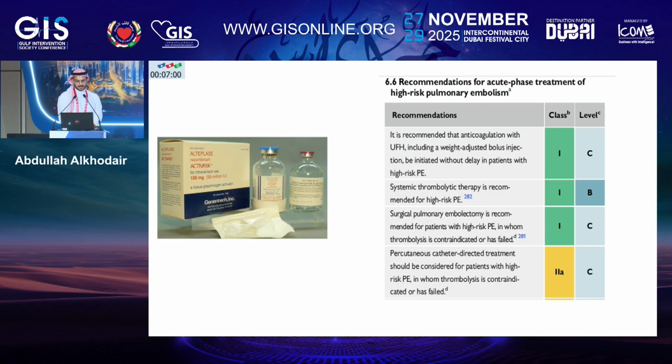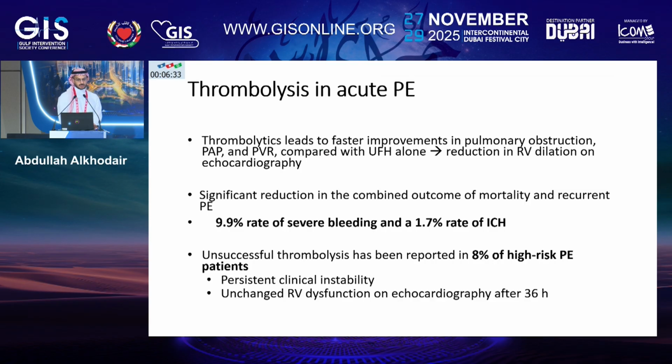Now, the guidelines say that anticoagulation should be initiated in all patients, and that's class 1A, or class 1C. For those patients who have high-risk PE, we have well-established evidence to say that thrombolytics should be administered. We will have a talk about surgical pulmonary embolectomy, and also a few talks about percutaneous catheter-directed thrombolytics. We'll leave that there. When it comes to thrombolytics, they usually lead to faster improvement in pulmonary obstruction and thereby reduction in RV dilatation on echo.